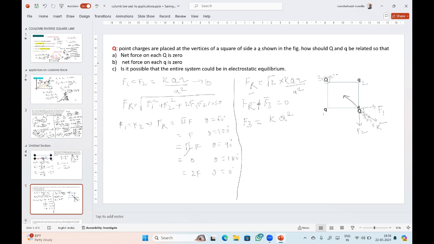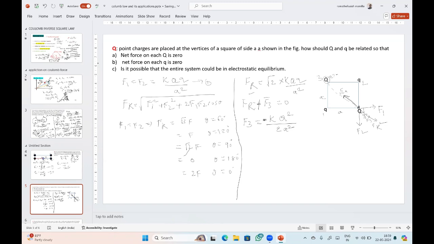Minus, you should not. Therefore F3 is equal to minus of F, which is equal to 0. First of all, find F3. It will come automatically as minus KQ square by, here the distance is A and A, so the distance between these two charges is root 2A. So that is equal to 2A square. So KQ by 2A square.